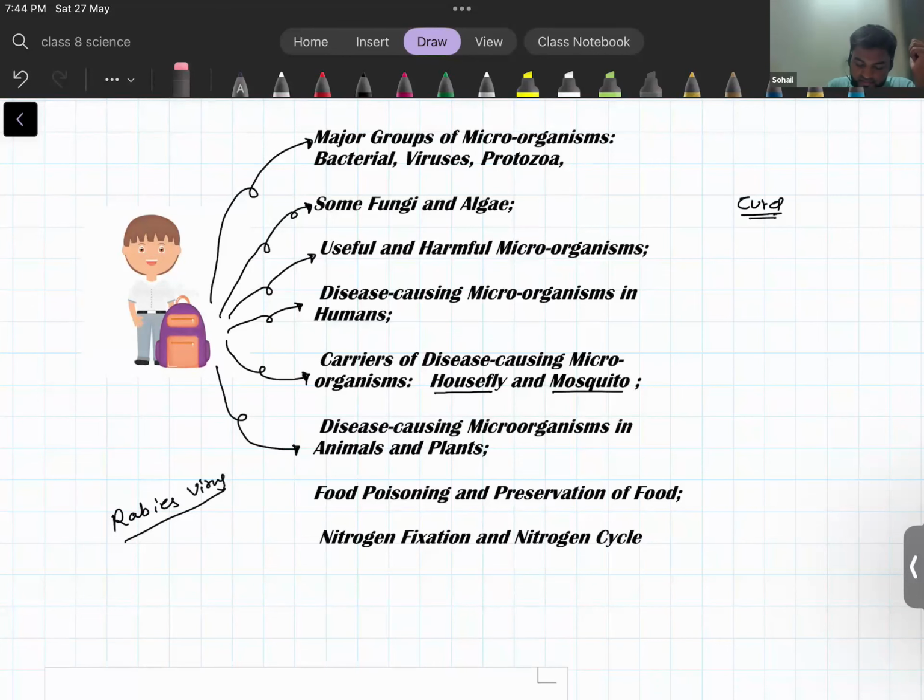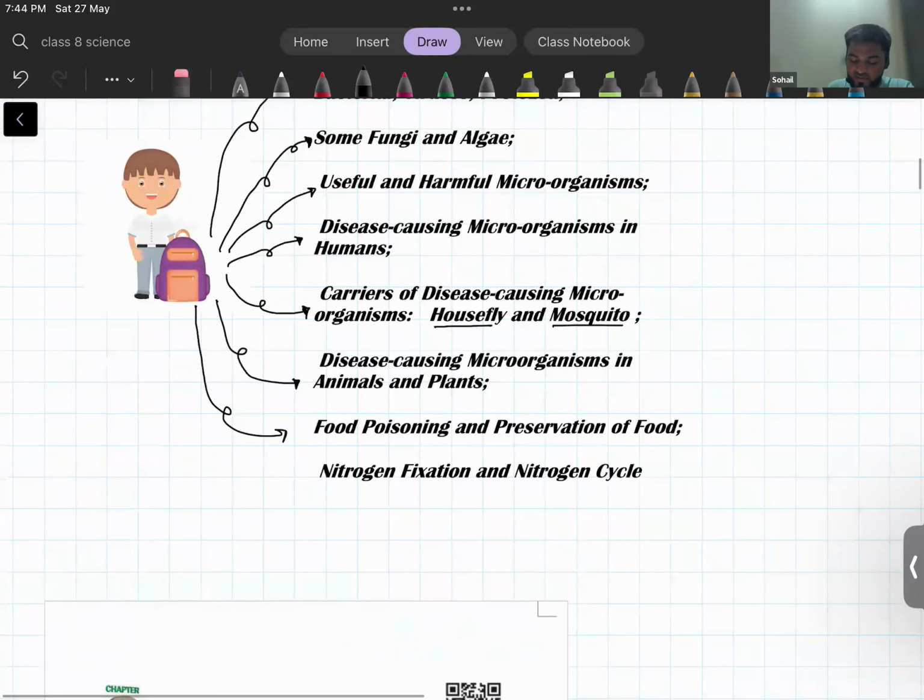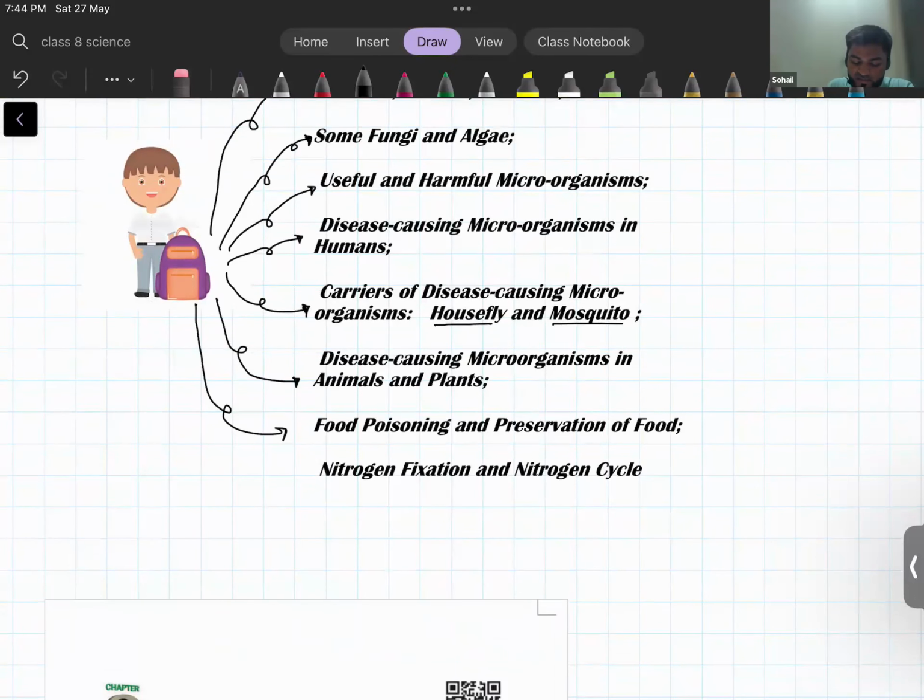So the next thing we will be discussing is food poisoning: how bacteria lead to food poisoning and how we need to preserve our food from contamination by bacteria and virus. And the last important thing is nitrogen fixation and the nitrogen cycle. Remember in the previous chapter, we talked about the leguminous plants.